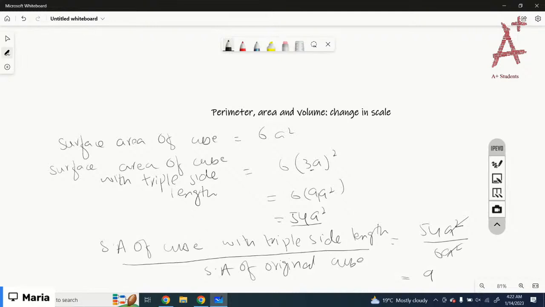Alhamdulillah. Okay, got it. Basically, you have to calculate the surface area of the original cube. Then you have to calculate the surface area of the cube with the triple side lengths. The surface area of the cube with triple side lengths is 54a square. Got it? You have to divide the surface area of the cube with triple side lengths by the surface area of the original cube. You'll get the answer 9. That means the surface area of the cube with triple side lengths is 9 times the surface area of the original one. Got it?